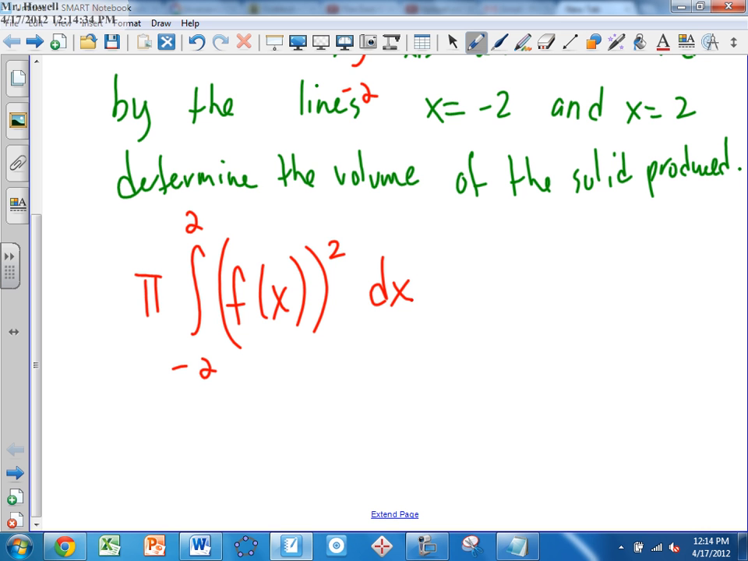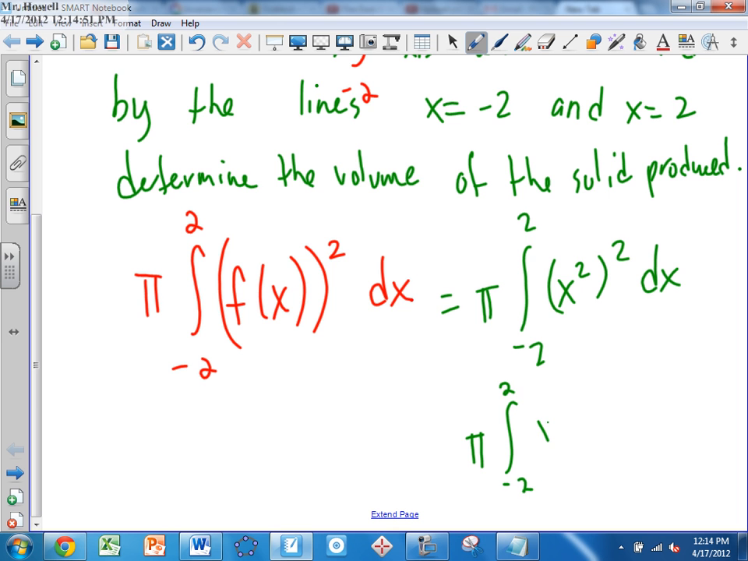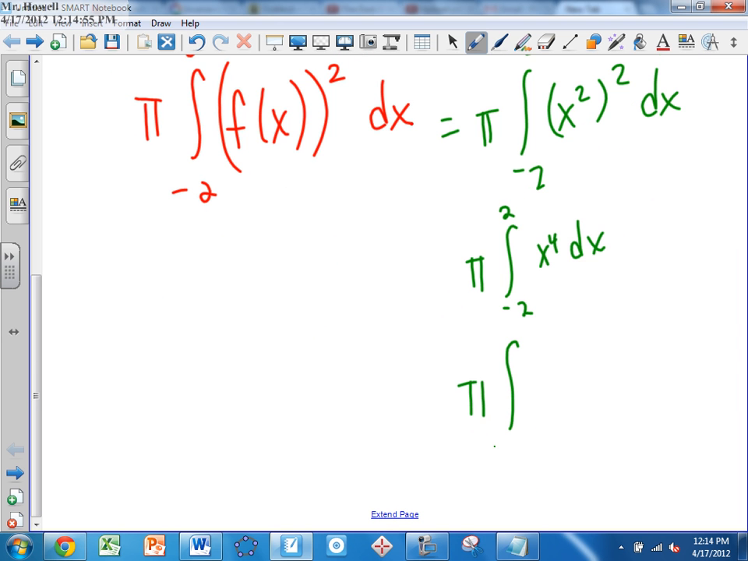Now, at this point, are we good? Can we figure this out on our own? Okay, quickly. It's x squared squared. Don't forget about that. X squared squared.